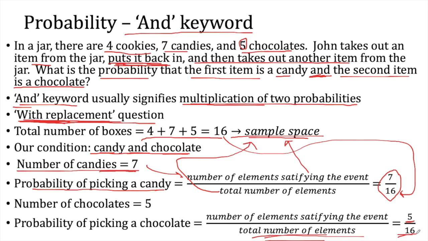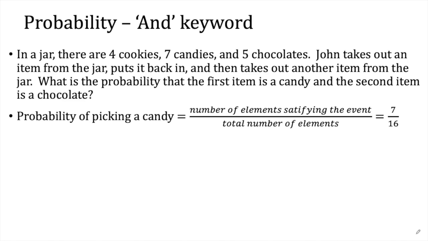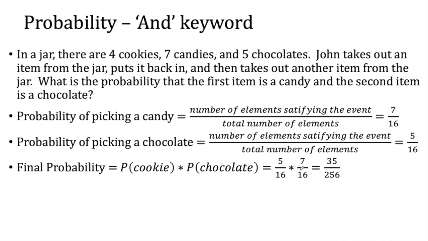Now we just have to multiply them together. 5 divided by 16 times 7 divided by 16 gives us 35 upon 256. This is the most simplified form of our final fraction. So that is how you interpret an AND keyword in a probability question. 99% of the time it signifies multiplication of two different probabilities.